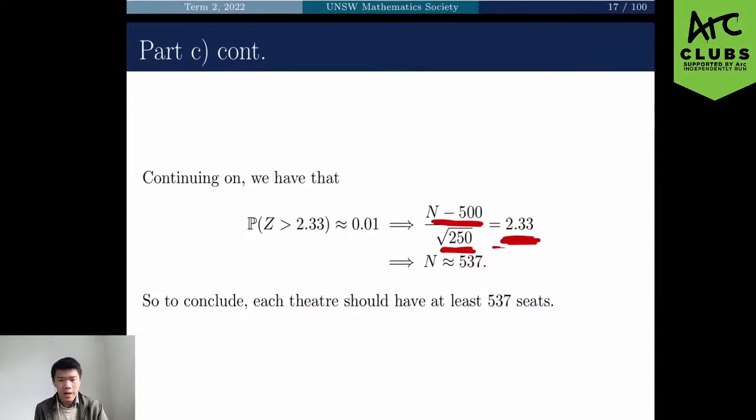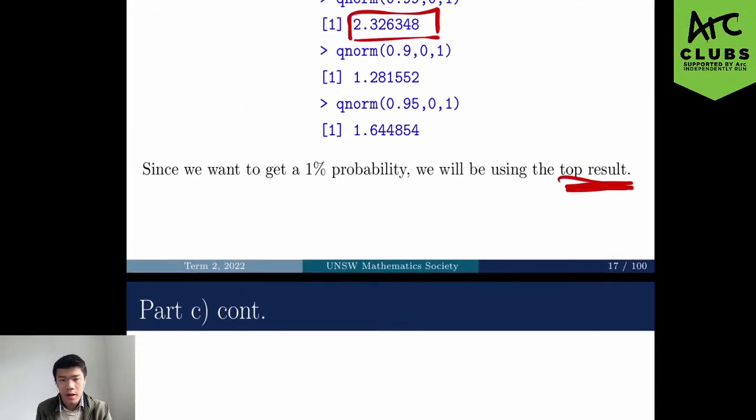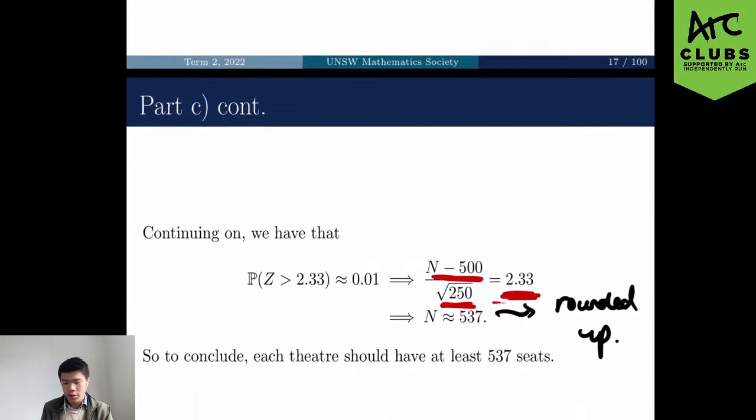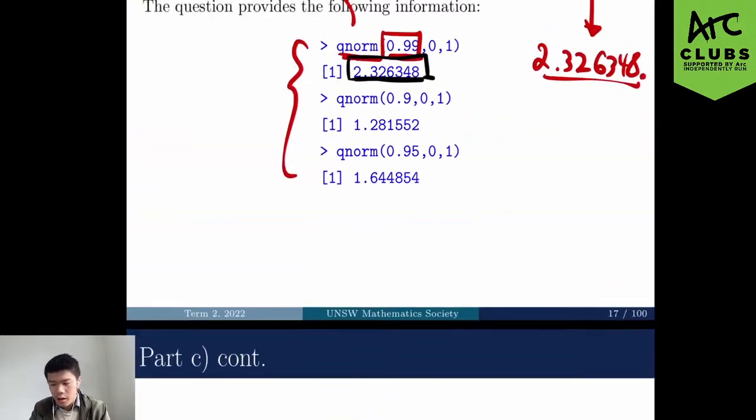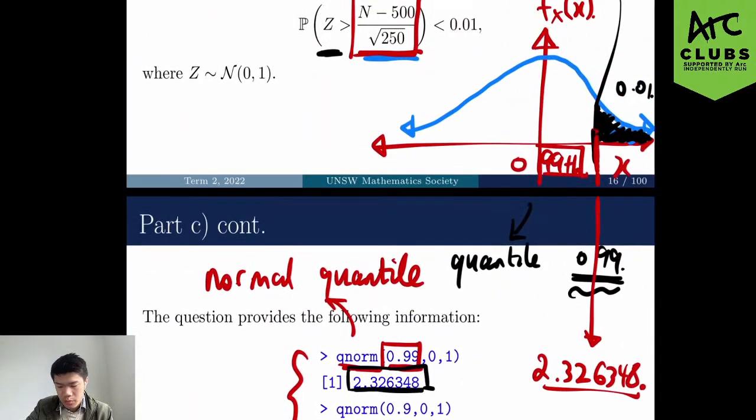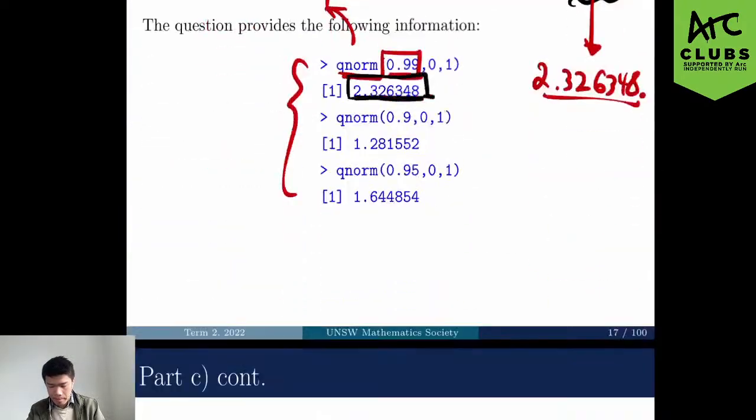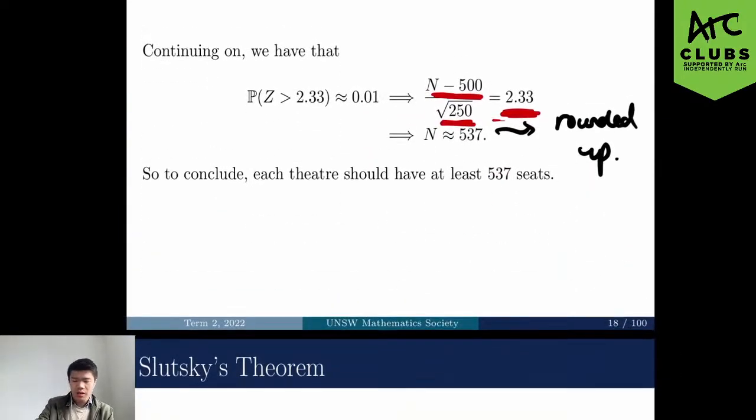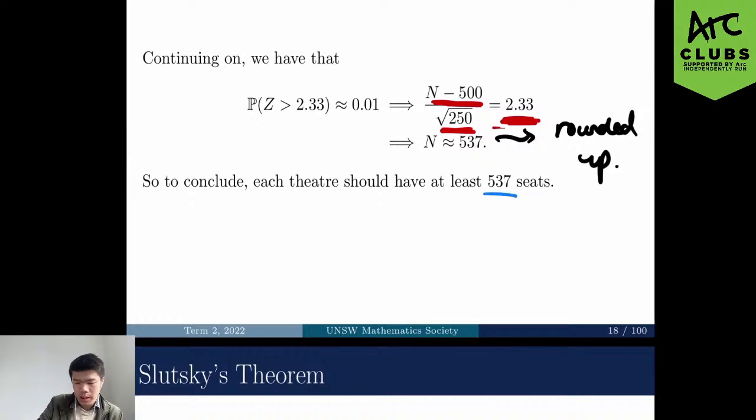In this case, we actually won't get an actual integer as our answer, but what we then do is we round up, by the way. So we need to round up, because remember they said we want the probability to be less than 1%, so we have to get it a bit higher than the exact value. So just a bit higher up there. Cool. So each theta needs to have at least 537 seeds.